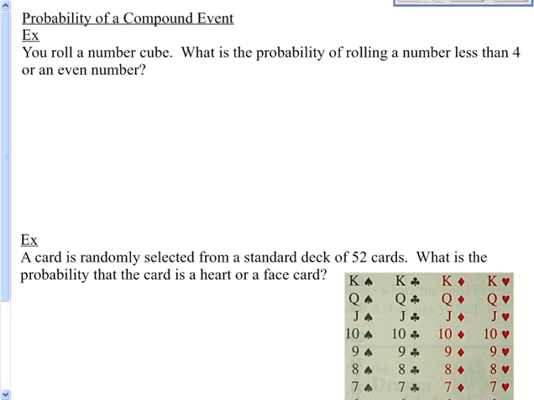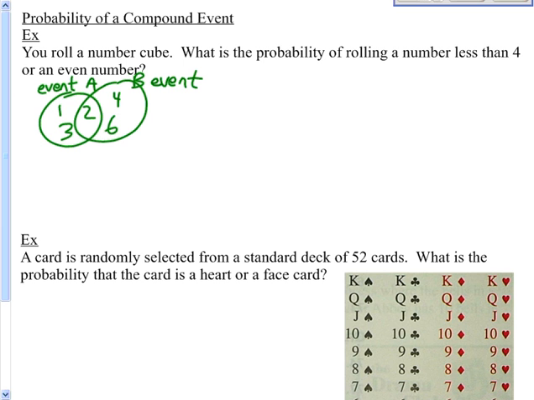All right, let's do a compound event now. You roll a number cube. What's the probability of rolling a number less than 4 or an even number? So let's let event A be a number less than 4. So I'm thinking to myself, okay, well, I have 1, 2, or 3 in event A. And then event B, an even number. Wait a minute, I have 2, 4, and 6. It looks like they share something, don't they? This is event B.